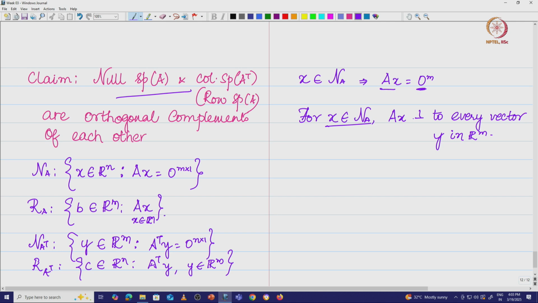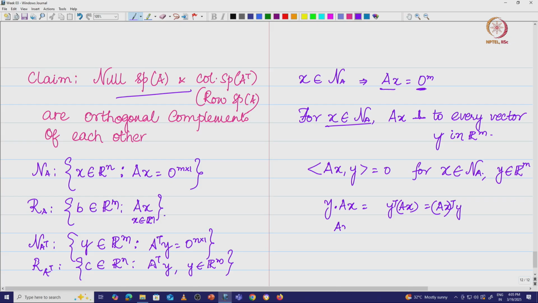So, what do I have? Ax is orthogonal to every vector y in Rm whenever x is in the null space of A. What does that mean? I am going to write this as the dot product of Ax with y equal to 0, for x in the null space of A, and of course y should be an element of Rm. Now, I can write this as y transpose Ax, which is also equal to y dot Ax, and this is also Ax the whole transpose y.